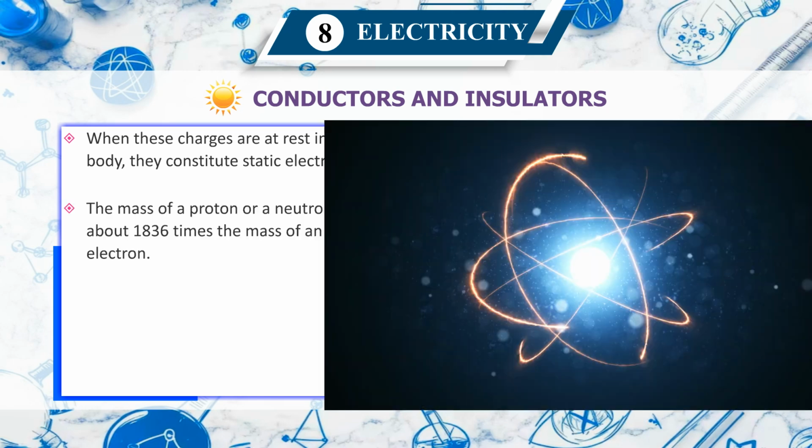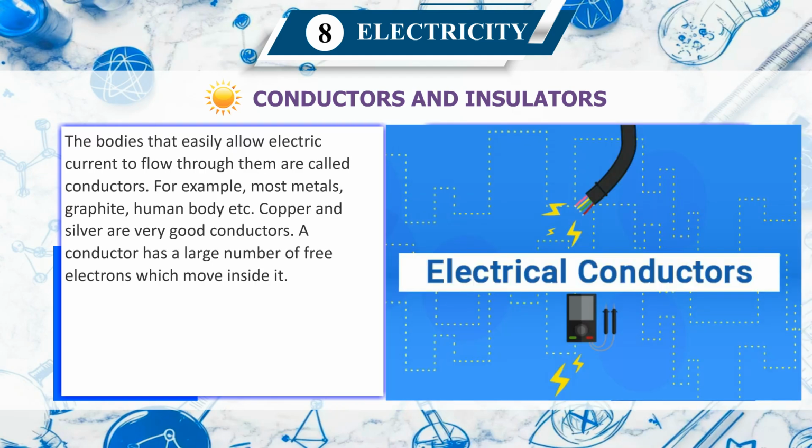Conductors and insulators. When these charges are at rest in a body, they constitute static electricity. The mass of a proton or a neutron is about 1836 times the mass of an electron. The bodies that easily allow electric current to flow through them are called conductors. For example, most metals, graphite, the human body, etc. Copper and silver are very good conductors. A conductor has a large number of free electrons which move inside it.